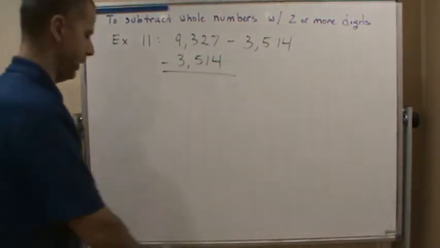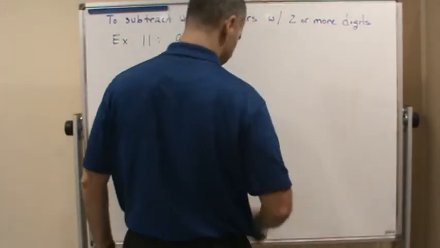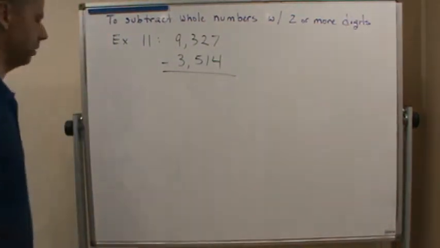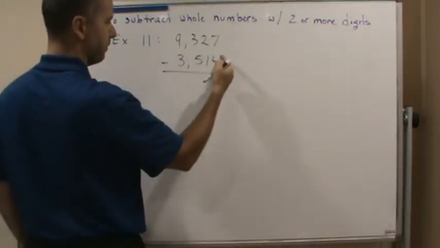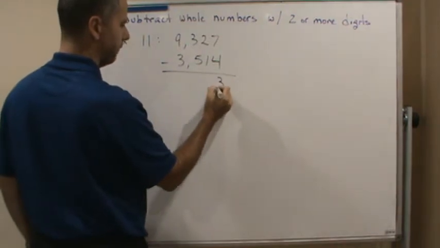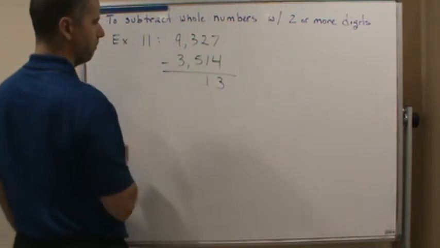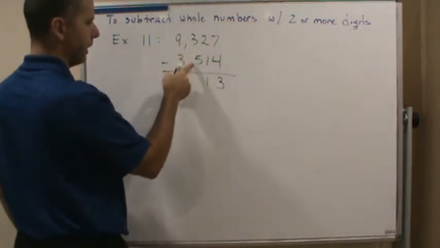Okay, and so now we're going to subtract column by column. So 7 minus 4 gives us 3. And then 2 minus 1 gives us 1. Now here we have 3 minus 5.